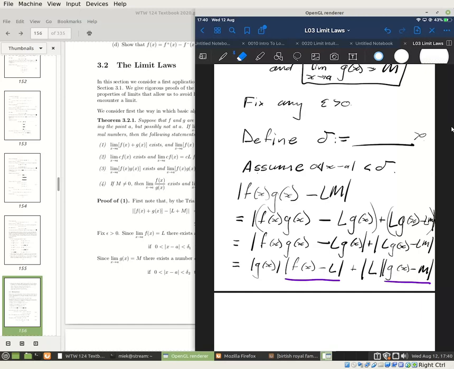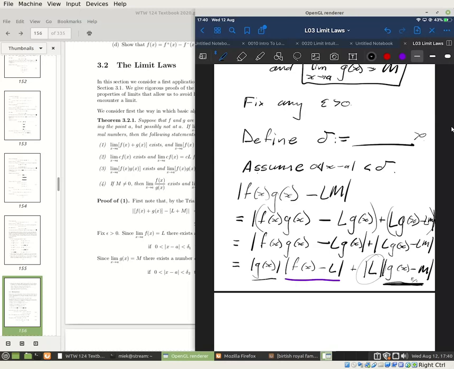Here we don't have a problem, because here we have a constant times something that we can control. So if we control this guy, and if we get this guy to play well with that L, we can get this less than, for example, epsilon over 2, as before.